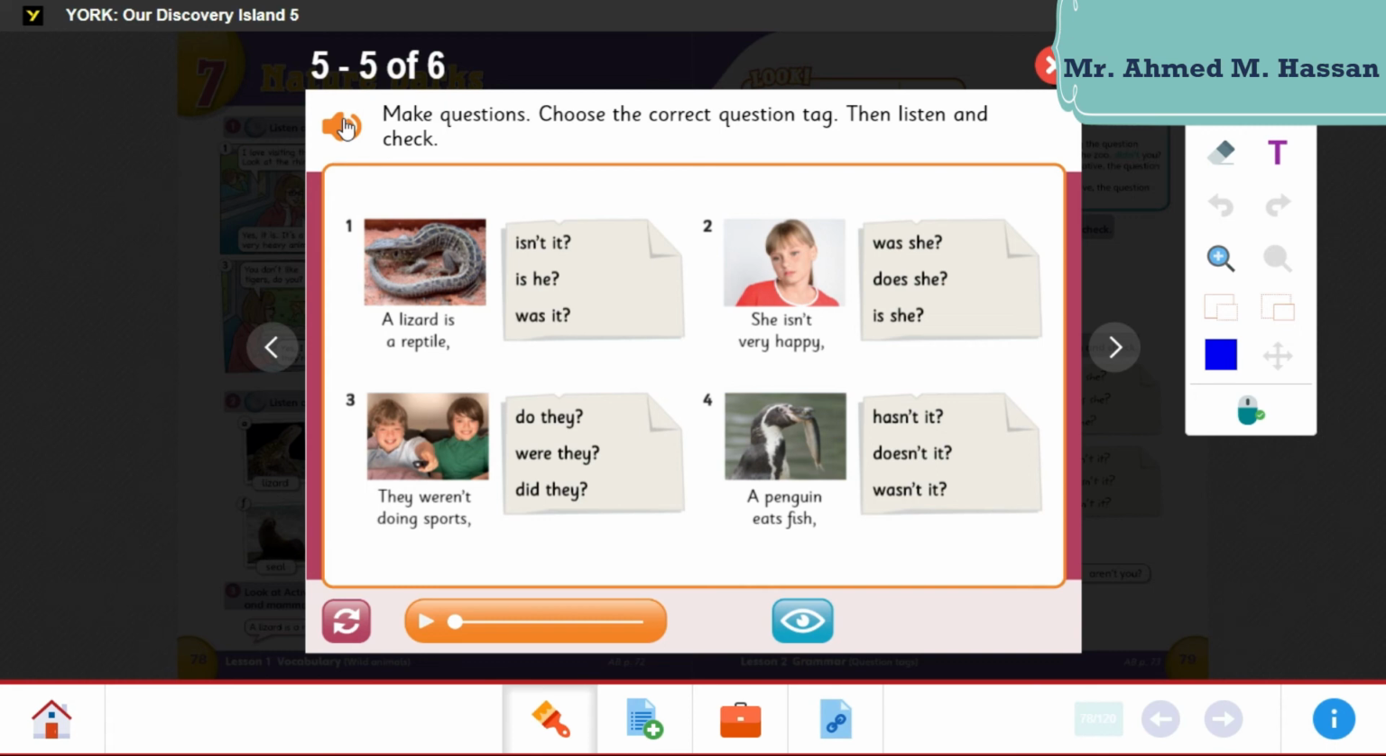Make questions. Choose the correct question tag. Then listen and check.